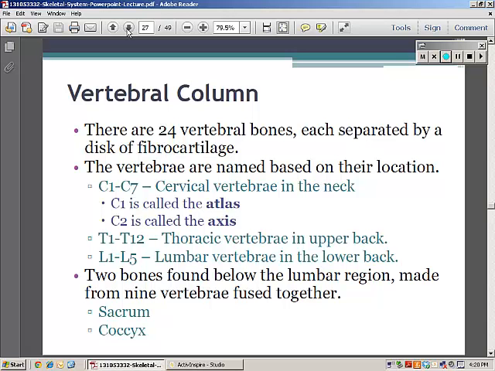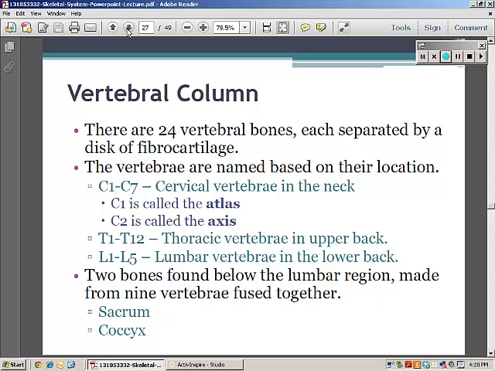Then moving down to your mid-back, you're going to feel the thoracic area. There are 12 bones in the thoracic region of your vertebrae. And then going further down to your lower back, we call that the lumbar region, which has only 5 bones, but they're very thick and very large because they are supporting a lot in that region. And then there are 2 bones found below our lumbar region, the sacrum and the coccyx.